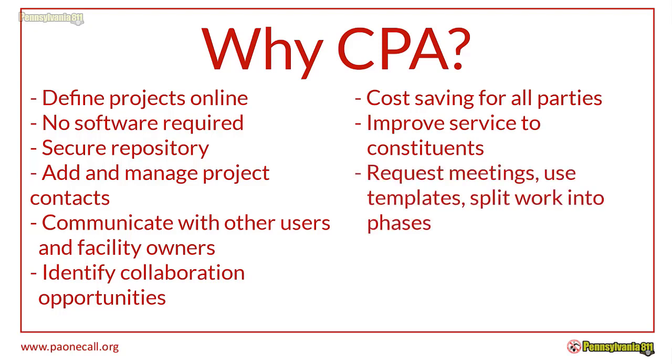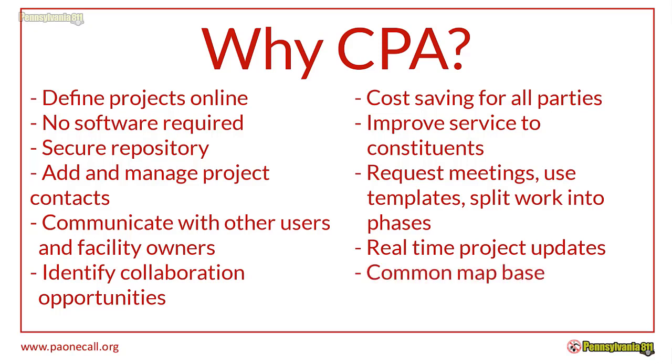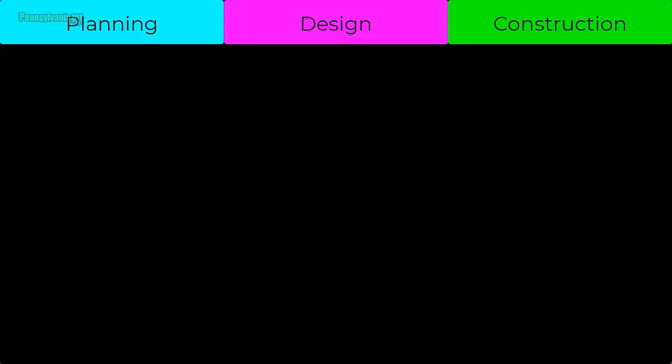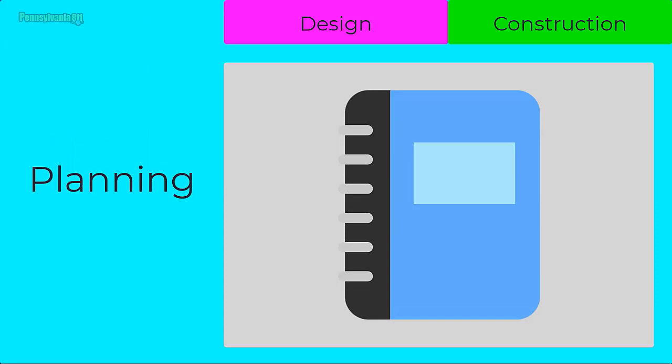For a complex project, request meetings, use templates, and upload other documents and associate phase and construction tickets. Project status and updates in near real time. A common map base. With all of those benefits, you can see why there are more of our stakeholders using CPA every day. As I mentioned in the beginning, we're going to discuss the 3 stages of entering a ticket into CPA: planning, design, and construction. Let's begin with planning.